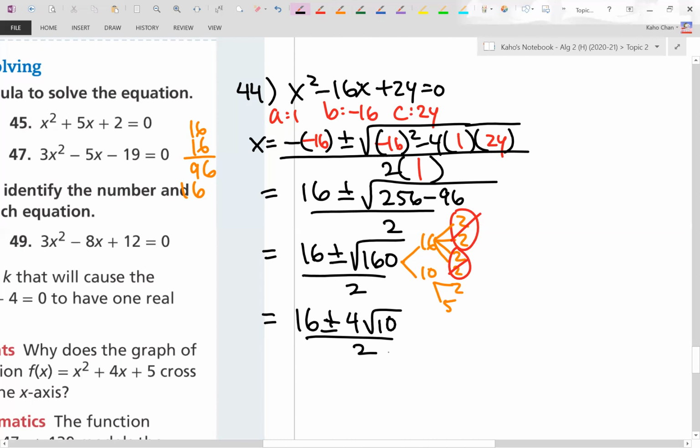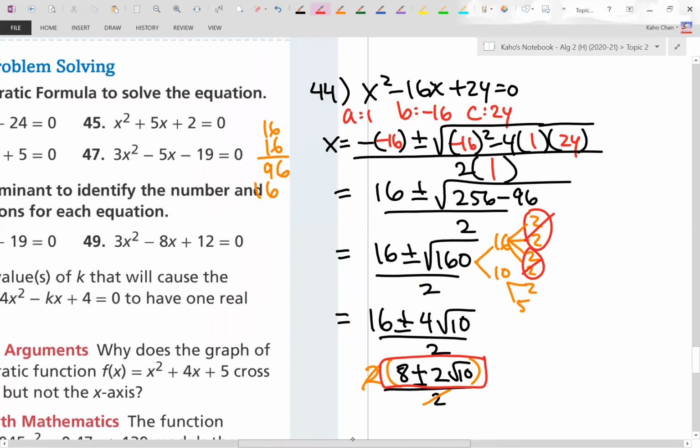And that can be reduced further. You can take out a 2 in the numerator. I know, all this factoring. And the 2's cancel each other right here. And there's your answer, 8 plus or minus 2 root 10. Yay.